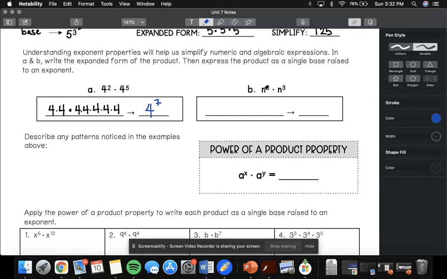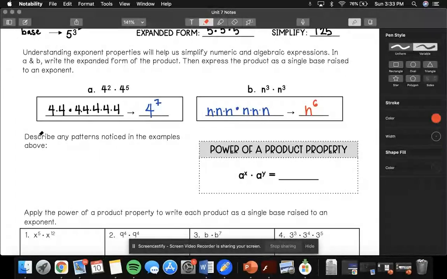Okay. For the next one, we have n to the third times n to the third. Now this is what we call an algebraic expression because we have variables instead of numbers in this case, but we can still follow the same patterns. So for this case, n to the third would be written expanded out as n times n times n. Then we're multiplying that times n to the third again, so we're going to write n times n times n. And now if we think about how we could simplify this, again, this is just multiplying everything together. The base is an n, and it's being multiplied a total of 6 times. So we could write this as n to the 6th power.